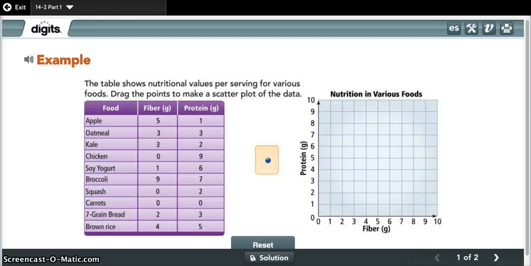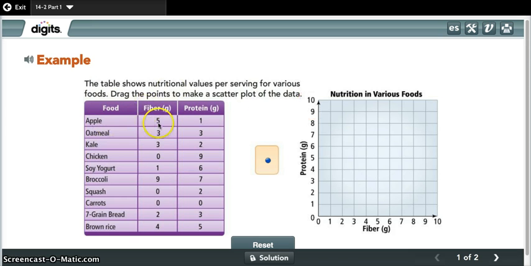So for this example, they already gave us the graph and they gave us the increments. So that's a handy thing to have. It looks like everything is in increments of 1. This is the fiber and this is the protein. And you know, I skipped over reading the example. So it says the table shows nutritional values per serving for various foods. Drag the points to make a scatter plot of the data.